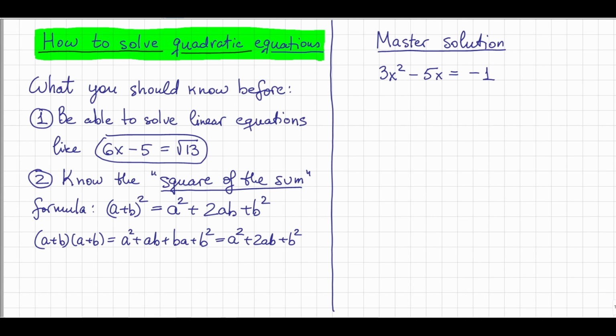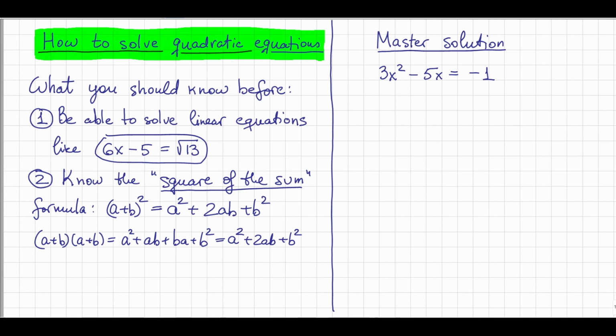I will show you how it works on an example of a quadratic equation. I have written it here, 3x squared minus 5x is equal to minus 1. Sometimes this is also written as 3x squared minus 5x plus 1 equal to 0, but for our purposes it is easier to write it this way. The solution proceeds in a few simple steps.